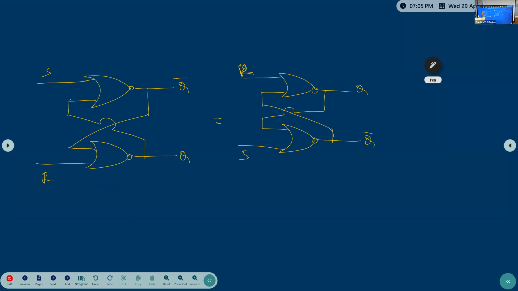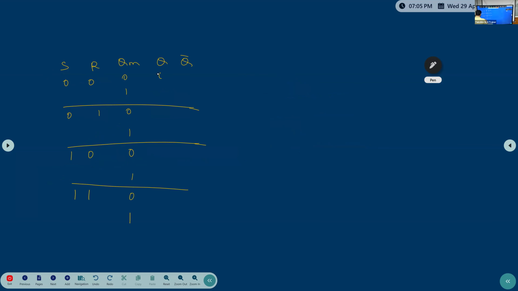So if I am giving S is 0, R also 0. So for a NOR gate, if any one of the input is high, output will be low. Here both are low. So if Q is 0, then what happens? This is 0 0. This becomes 1. So this 1 comes here and it becomes 0. Means if Q is 0, it will be 0.